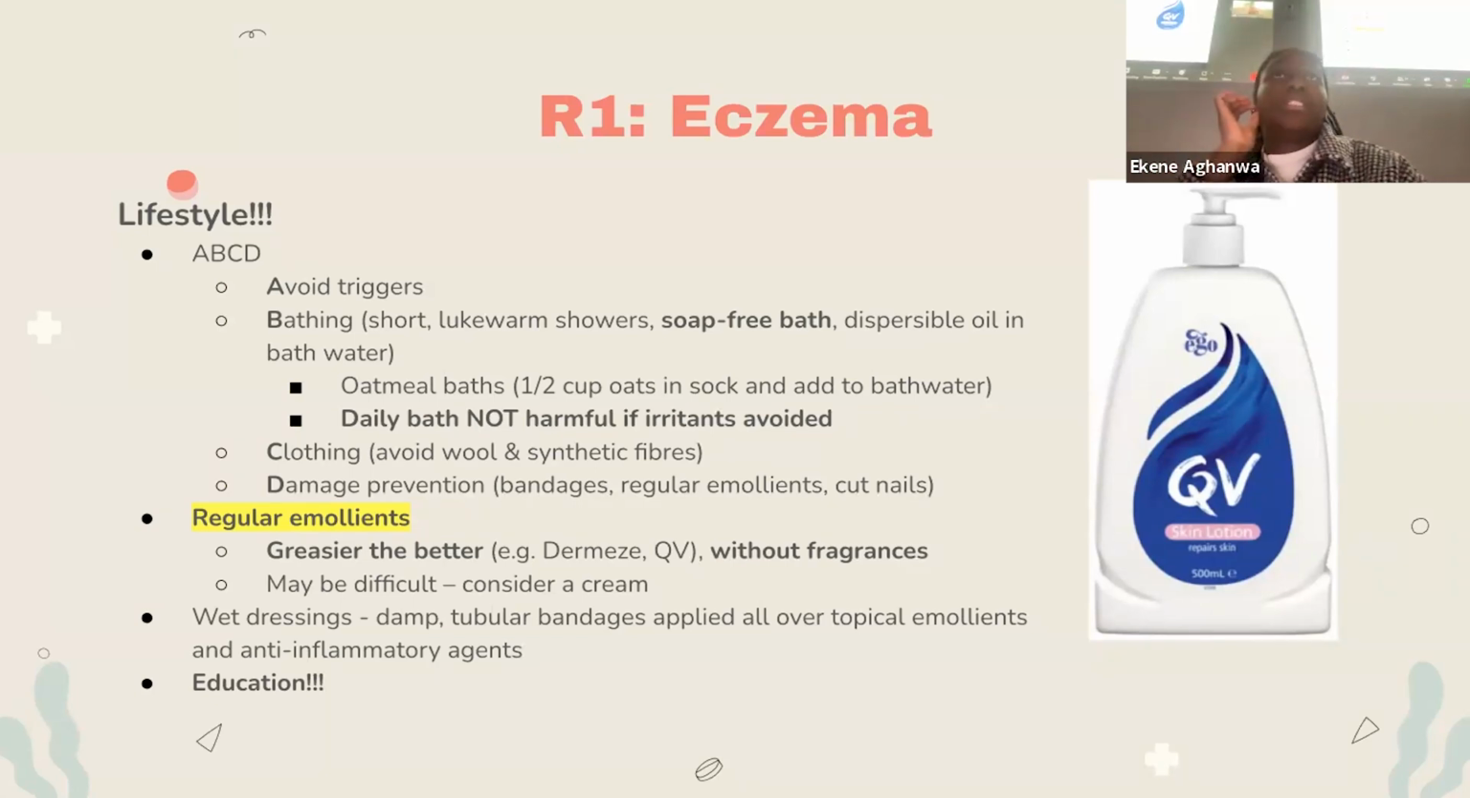For damage prevention, you could talk about things like making sure your nails are short so that when you're scratching, it's not inflicting too much harm to your skin, and putting bandages on any wounds. Regular emollients are really important. Emollients are moisturizers. And you may have heard of wet dressings. They put on moisturizer and topical corticosteroids, wet the dressings, and wrap the patients in the wet dressings, and pretty much it helps the moisture sink into the skin much better.